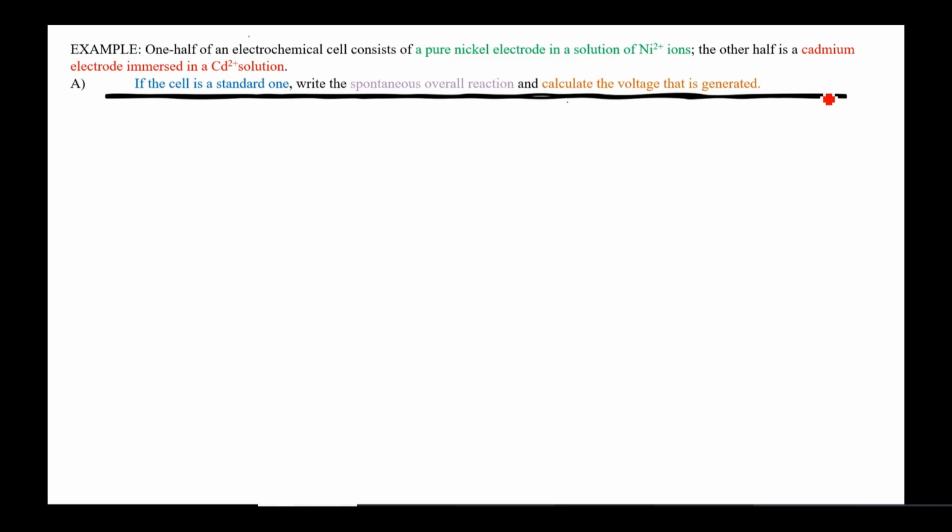Yes, one half of an electrochemical cell consists of pure nickel electrode in nickel solution having nickel ions as 2 plus and cadmium having cadmium ion as 2 plus. If the cell is a standard one, what is meant by the standard cell?